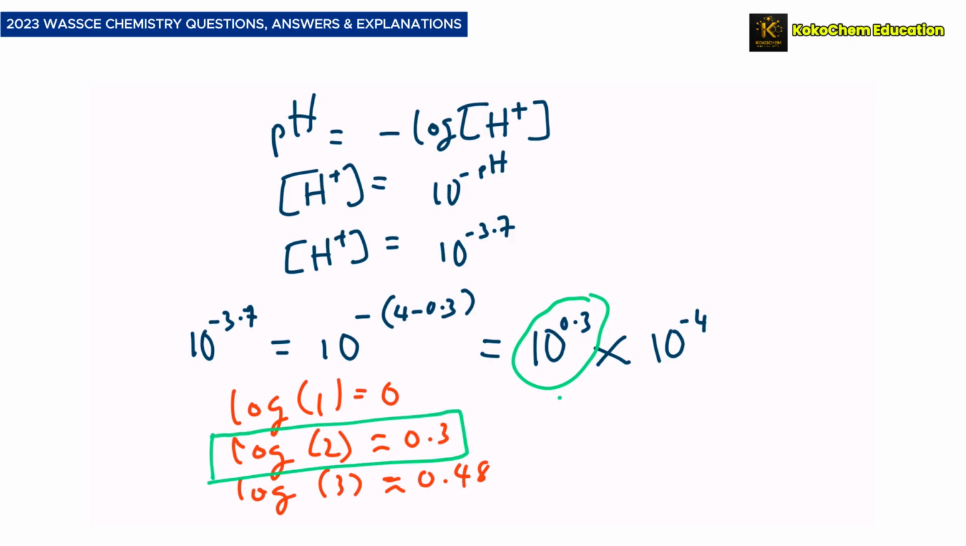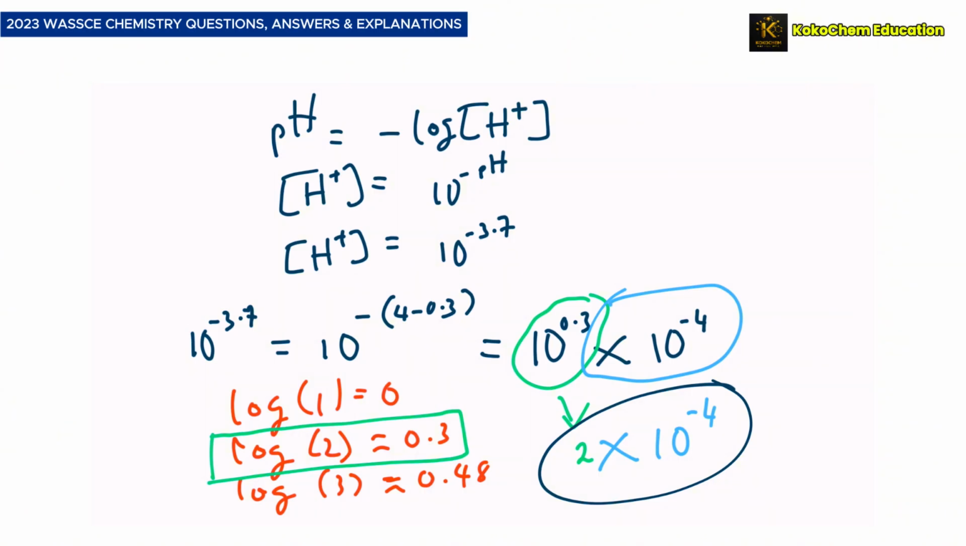So this is approximately 2, and then you add this section, times 10 to the power negative 4 mole per dm cube. So this is your answer. Like I said earlier, you can do this with a calculator and you get the same answer. One key hint for you to remember is that the lower the pH, the more hydrogen ions you have.